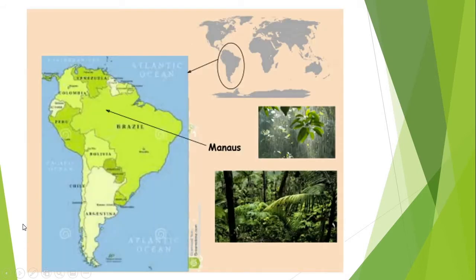So the first graph we'll be drawing is on an area called Manaus. Manaus is located in South America in the country of Brazil. It's in the Amazon rainforest. You'll find it to the northwest of Brazil. You'll see two photos here which will give you a hint of the climate that we're looking at.